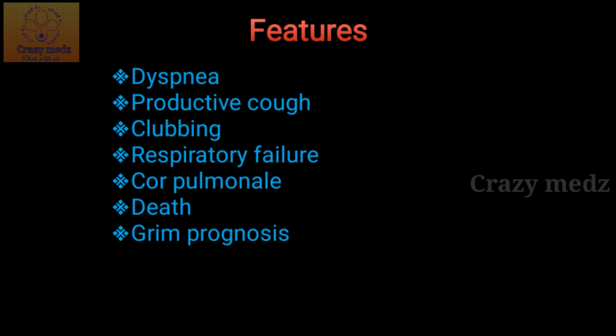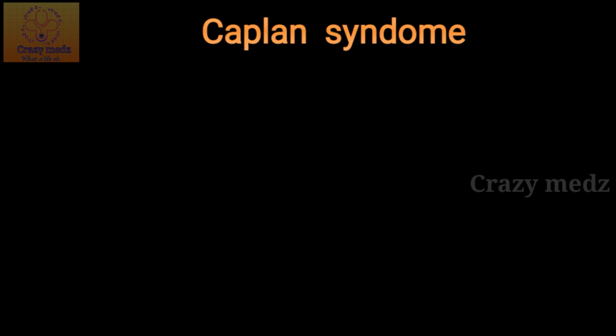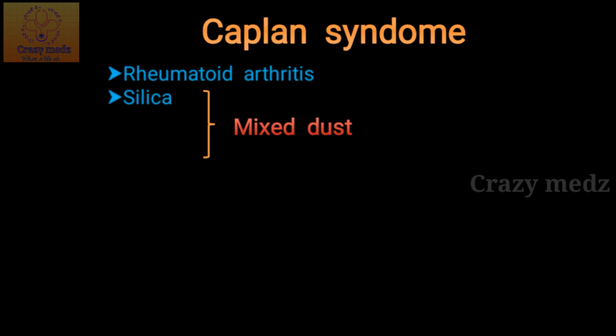Since asbestosis is most commonly associated with lung or pleural cancer, the prognosis is usually worse. And the other associated diseases include Caplan syndrome. It is nothing but pneumoconiosis along with rheumatoid arthritis. The most commonly involved pneumoconiosis is coal worker pneumoconiosis. Therefore, in general, Caplan syndrome is coal worker pneumoconiosis along with rheumatoid arthritis. But it may also involve mixed dust, which includes silica, coal, and asbestos.